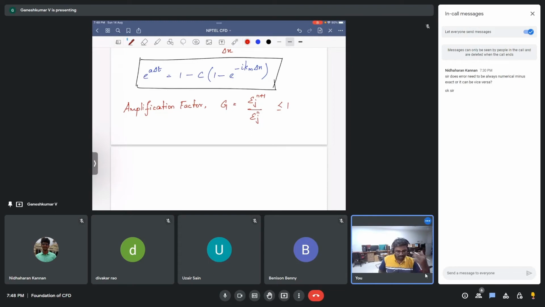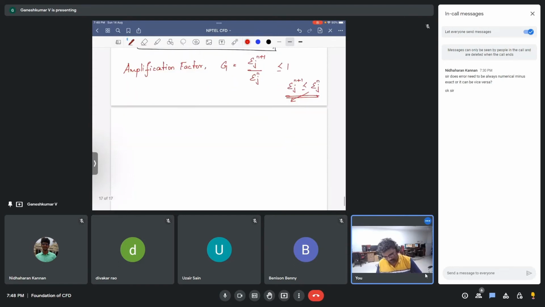If it has to be 0, what happens? Error at n plus 1 would be 0. So that is not possible, right? Actually, zero cannot be. The only thing is this condition should be satisfied. This condition can be satisfied if the epsilon j comes here, you will get 1. So this is the amplification factor g, which is error at n plus 1 divided by error at n.